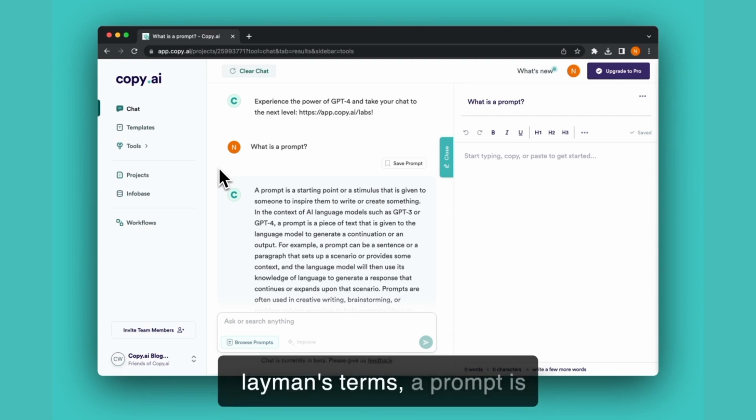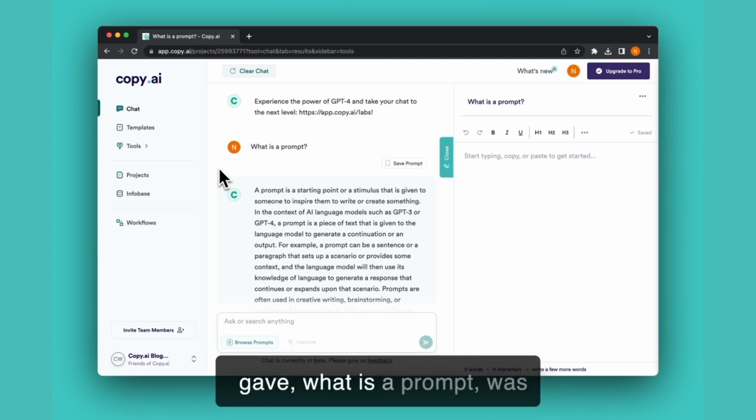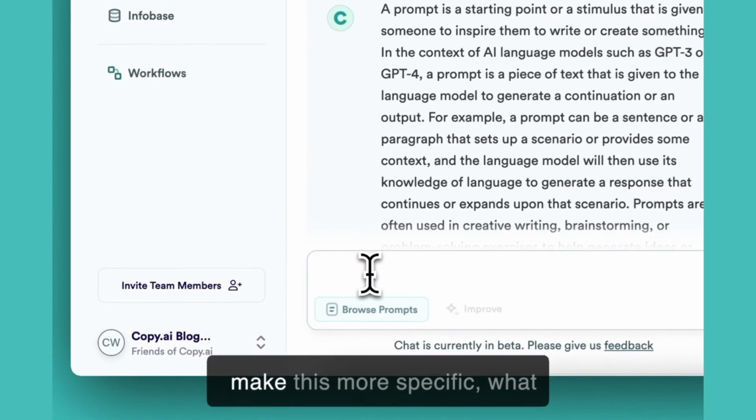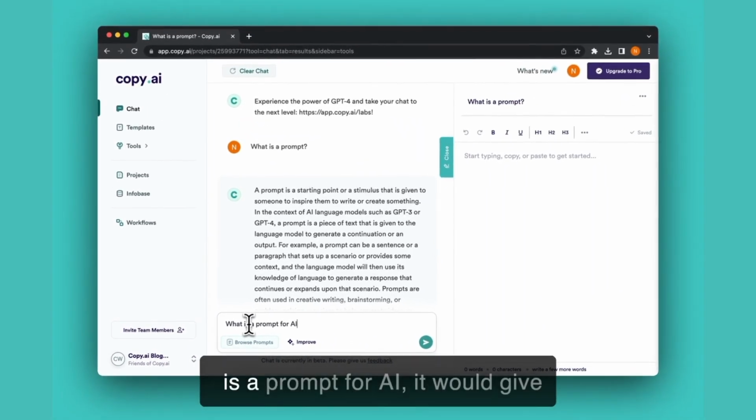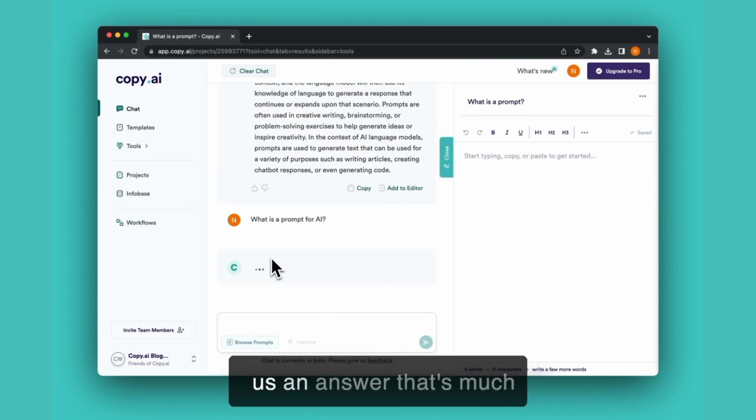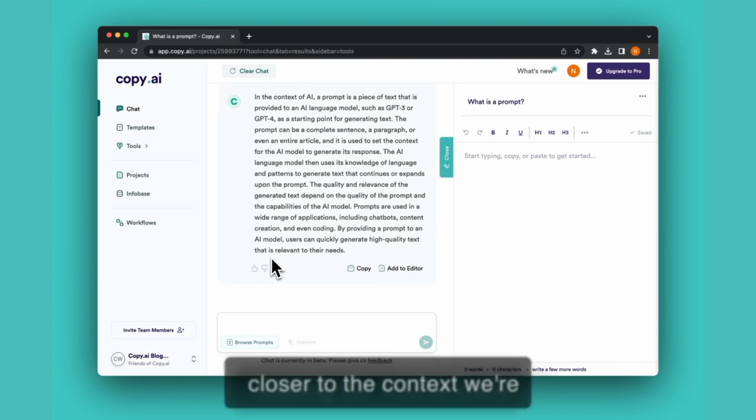So in layman's terms, a prompt is any sentence or question that you give to an AI tool in order to get the output back. You'll notice at the start of this answer, it actually gave the prompt in terms of when chatting with a human, and that's because the prompt we gave, what is a prompt, was very vague. If we were to make this more specific, what is a prompt for AI? It would give us an answer that's much closer to the context we're looking for.